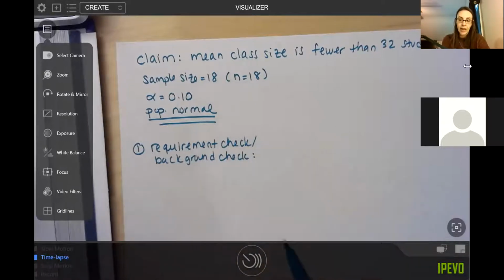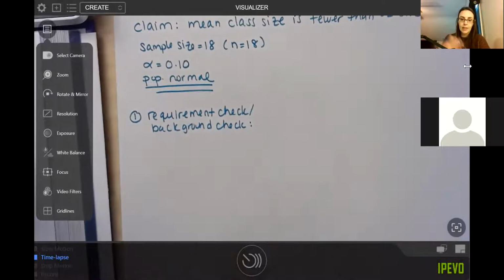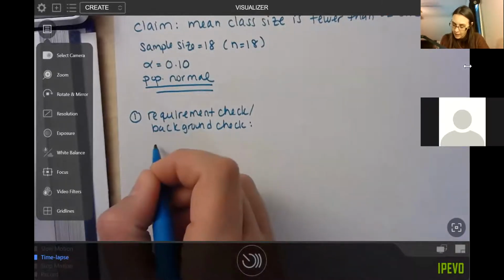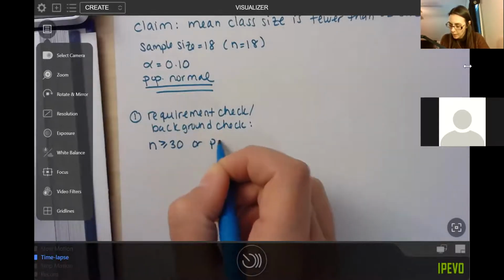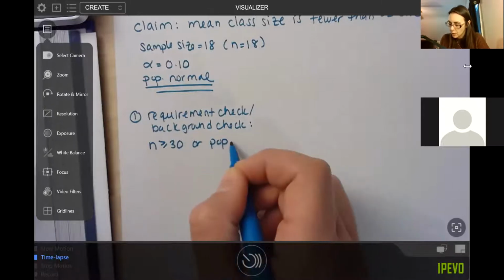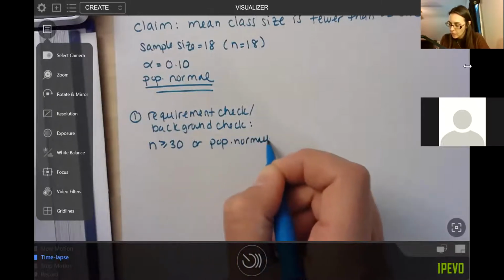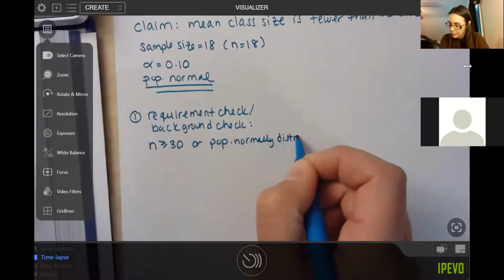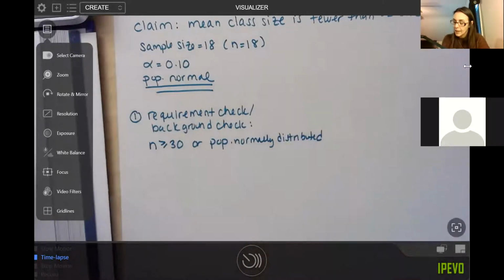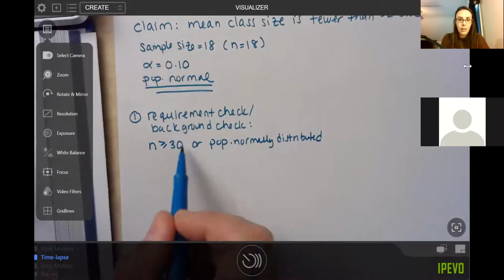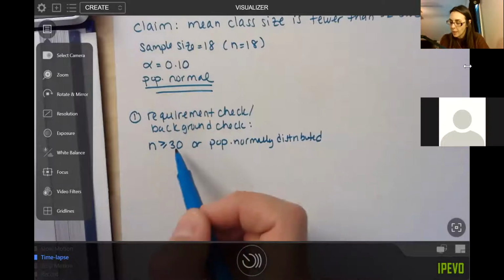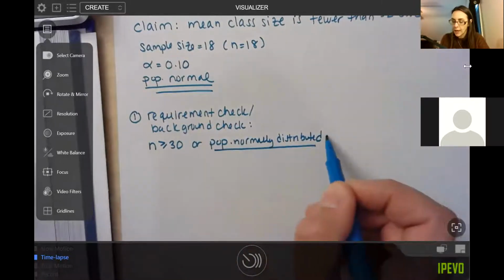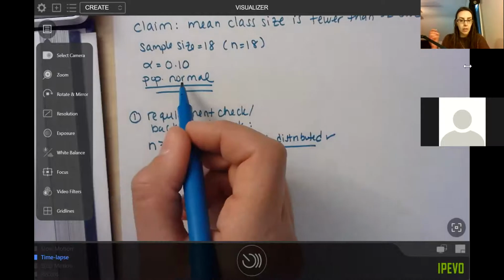Now for means, you're going to have the same requirement check, whether you're using the Z or the T distribution, it doesn't matter. So you need to make sure that either n is greater than or equal to 30 or your population is normally distributed. Okay. Here, my sample size is only 18, so it's definitely not over 30, but my population is normally distributed. We're told that as part of the problem. So we can go ahead and just check that off.